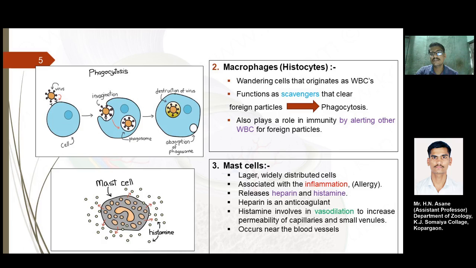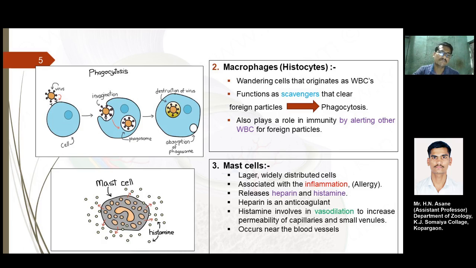That means they play a very important role in our immune system, and these macrophages are known as the alerting cells, that means alarming cells of the immune system. They also play a role in immunity by alerting other WBCs, the white blood cells, that a foreign particle has entered the body, entered the bloodstream itself. These are very important cells of the immune system also.